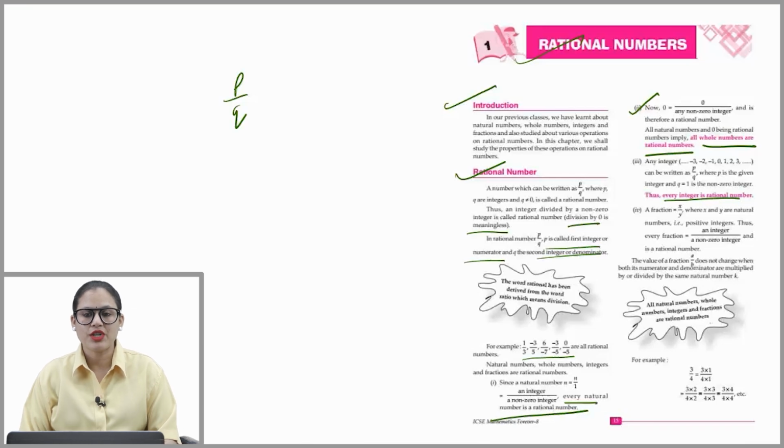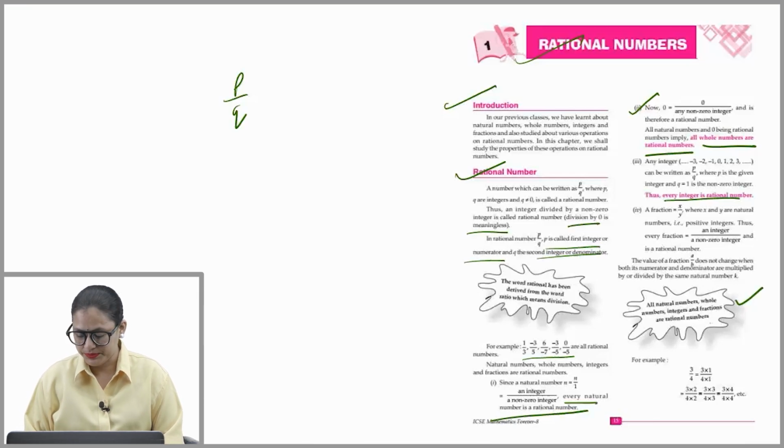A fraction is equal to x by y, where x and y are natural numbers, that is positive integers. Thus, every fraction is an integer upon a non-zero integer and is a rational number. The value of fraction a by b doesn't change when both its numerator and denominator are multiplied or divided by the same natural number q. So, all natural numbers, whole numbers, integers and fractions are rational numbers.